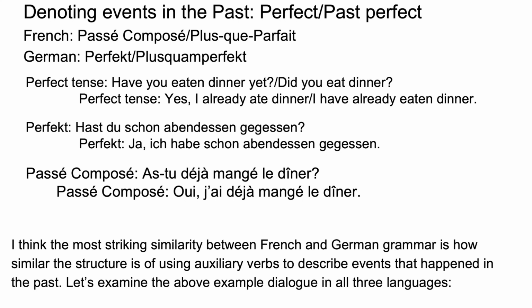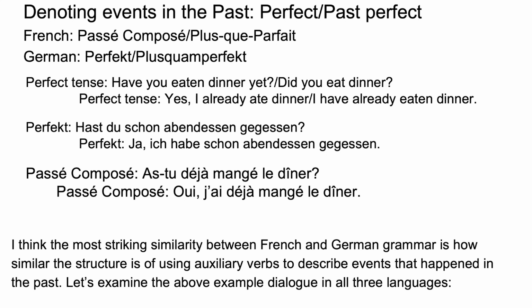I think the most striking similarity between French and German grammar is how similar the structure is of using auxiliary verbs to describe events that happened in the past. Let's examine the above example dialogue in all 3 languages. In English, we have in the perfect tense, have you eaten dinner yet? Did you eat dinner? And in the perfect tense, we have a response, yes, I already ate dinner, / I have already eaten dinner.